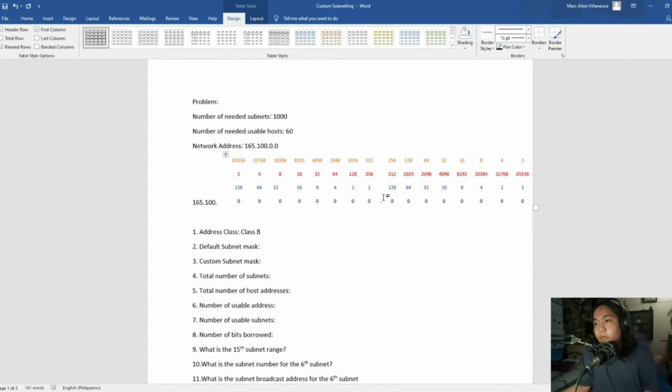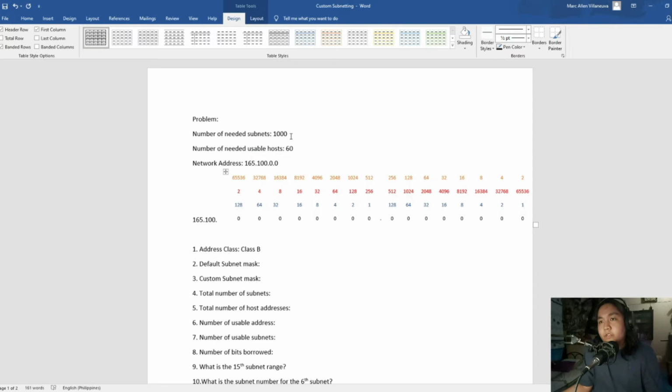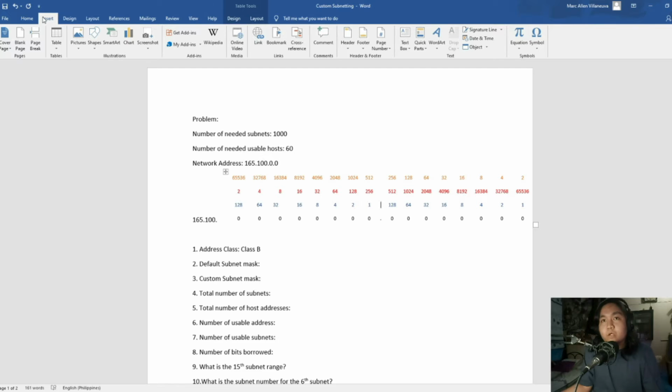There, we have the border. Now proceeding. Now we have our needed subnets, which is 1000. So as you can see in our subnet, we don't have 1000. So what we need to do is we find the nearest number after 1000.